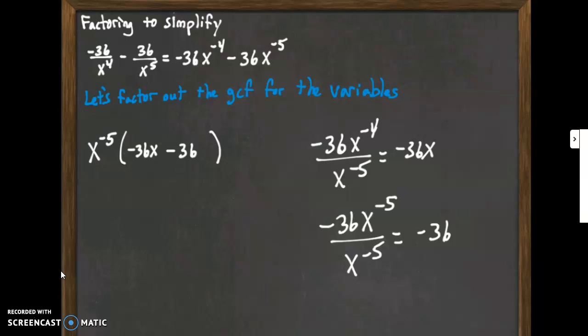And then we have just one last step, and that is realizing that the thing with the negative exponent in it can go to the bottom. So we get the answer: negative 36x minus 36 over x to the fifth.